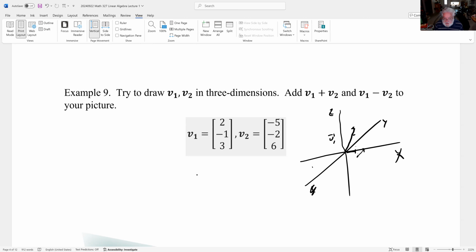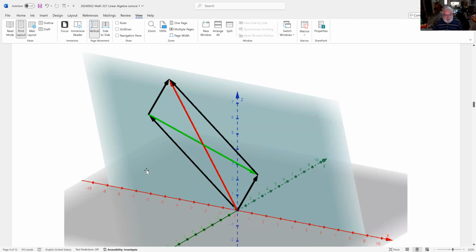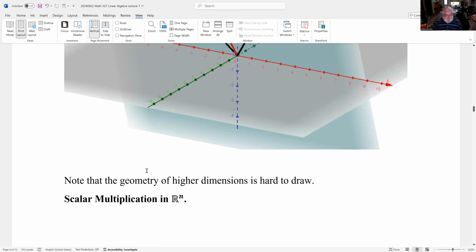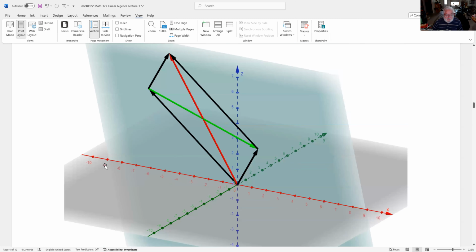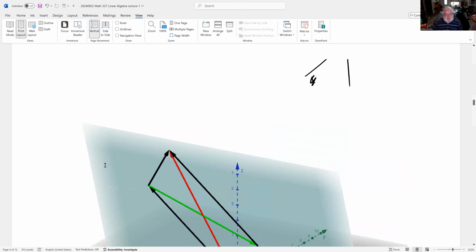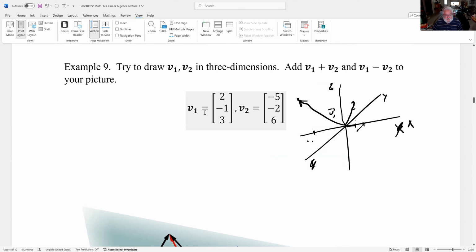V2 is minus 5 in the x direction. So this is my x. So that'll be over here somewhere, minus 5, minus 2 in the y direction, and 6 in the z direction. So it looks like that. So drawing things in 3 dimensions is hard. Drawing things in 10 dimensions is just sort of out the window. But you can ask GeoGebra, it has a 3-dimensional calculator. And if you ask it to do this, it can.